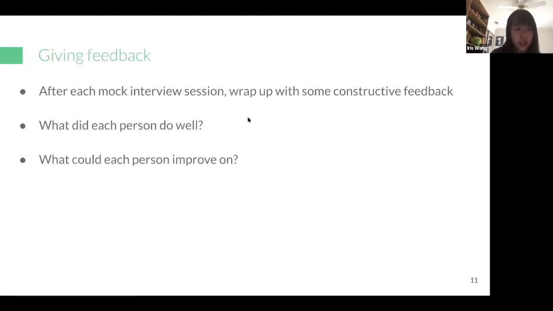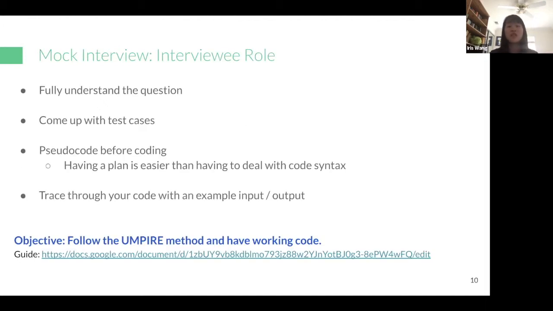Sorry, I skipped through a lot. For the interviewee, we've talked about UMPIRE a lot, but try to apply the UMPIRE method. It's super, super, super helpful. Fully understand the question, come up with your test cases, and definitely pseudocode before coding. Having a plan is just way easier, and it takes your mind off of having to have the proper code syntax while trying to remember that plan. It'll help you out in the long run.